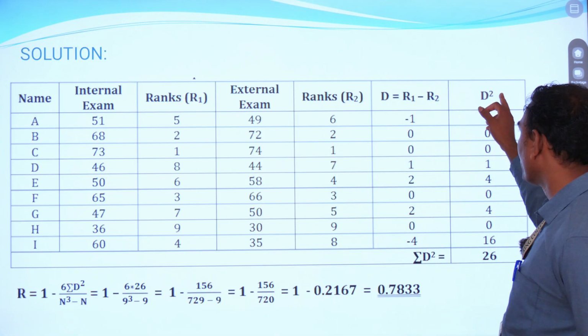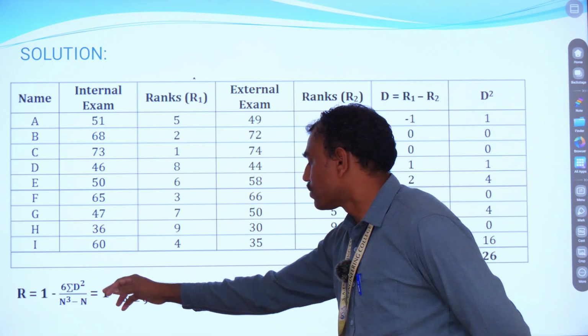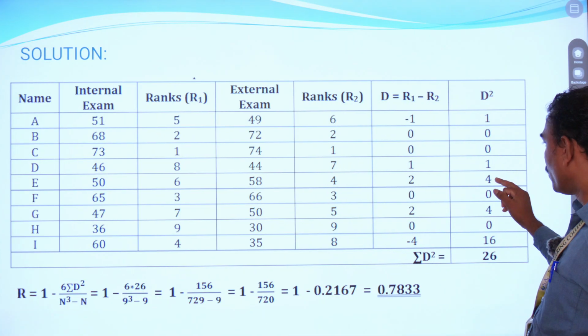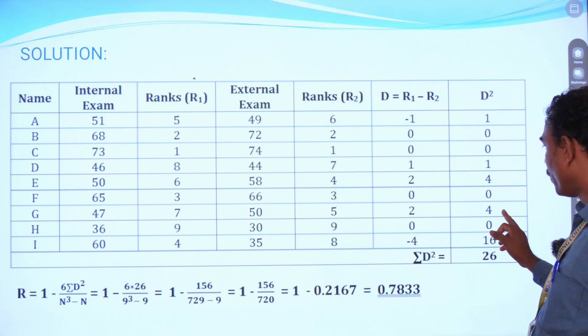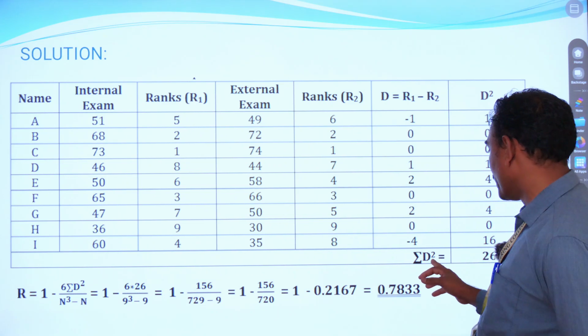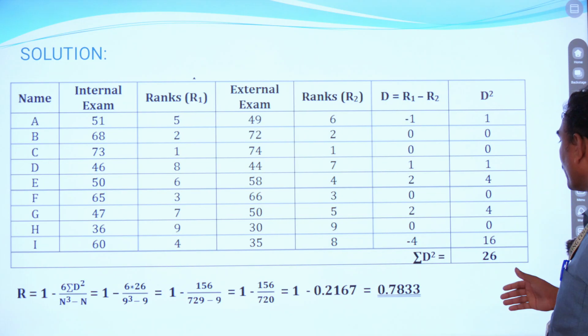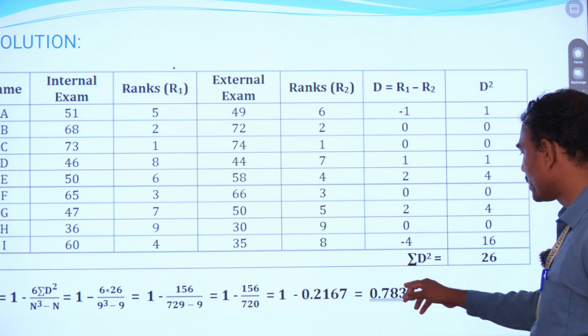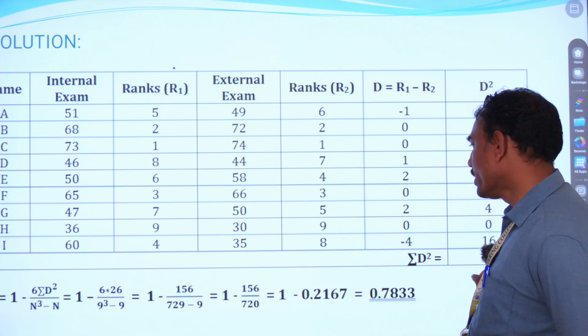So we need d squared. d squared: 1 squared is 1, 0, 0, 1, 2 squared is 4, 0, 4, 0, 4 squared is 16. So we need the summation of d squared. The summation of d squared, the sum of the last column, is equal to 26.